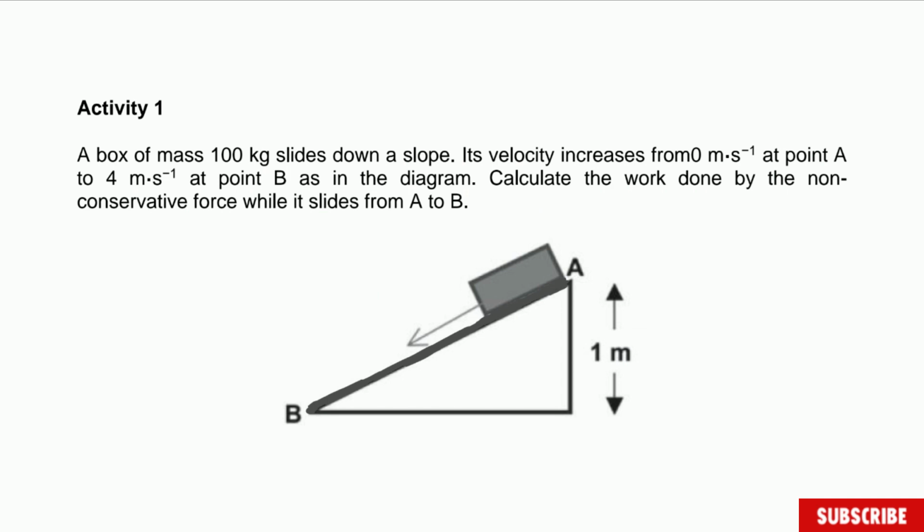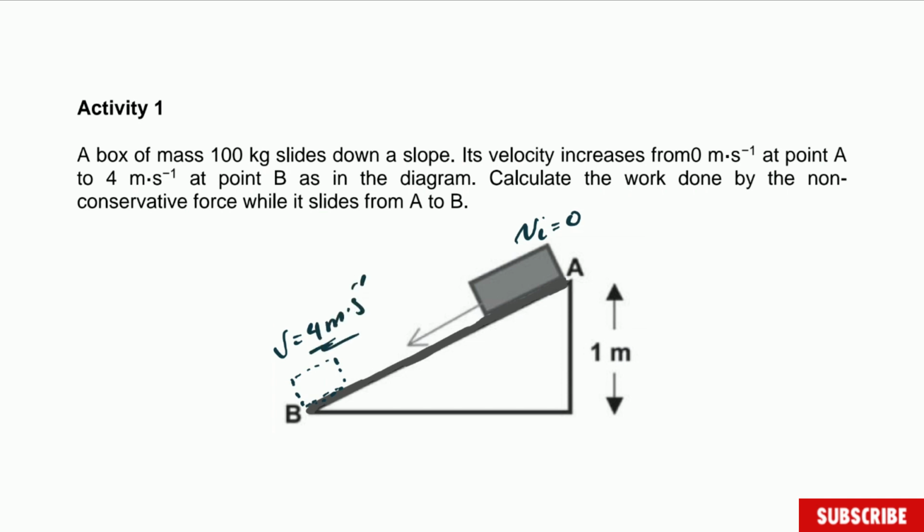So we're going to start, and this first question is: a box of mass 100 kilograms slides down a slope, its velocity increases from 0. So here you can see that the initial speed or velocity of the object is 0 meters per second and increases at point A, to 4 meters per second at point B. So this box will reach this point at the bottom of the incline with a velocity or speed equal to 4 meters per second.